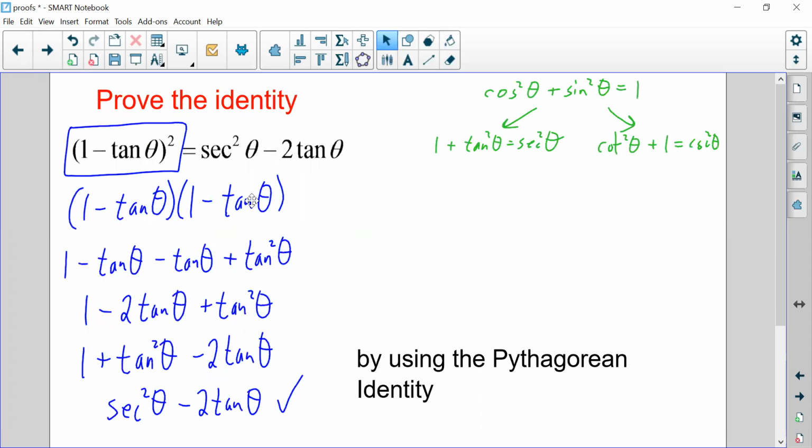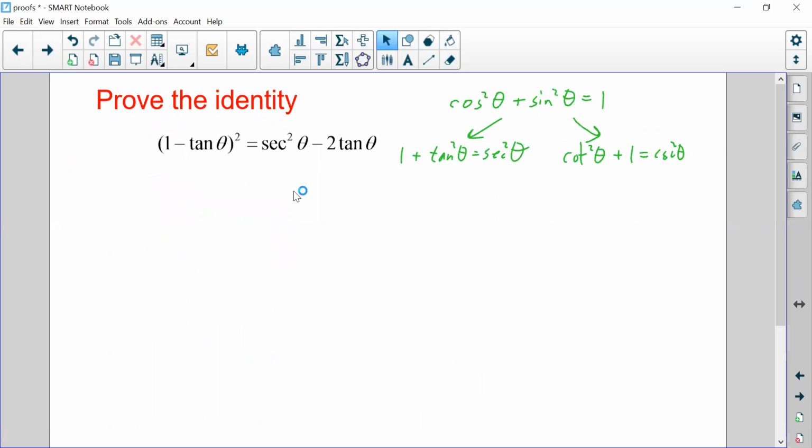Here, we didn't convert to sine and cosine. We saw that we had a 1 minus tan squared, and we knew that if we expanded this out, I would get tan squared, which makes me think of this. And when I do expand it out, I've got a 1 and a plus tangent squared, and 1 plus tangent squared equals secant squared. So I rearranged my terms. I replaced 1 plus tangent squared with secant squared, and voila, I get the same thing.